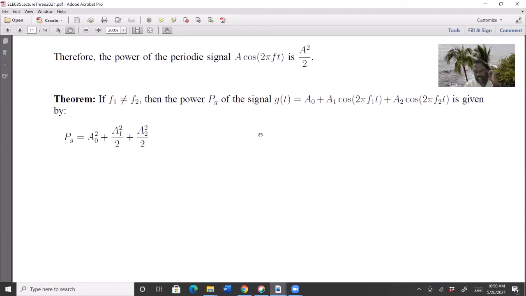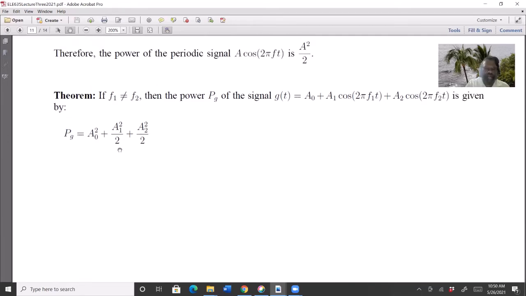And the basic reason is, whenever F1 is different from F2, the signals are orthogonal. We did that in the first lecture. Like if you multiply and integrate over the period, they will become zero. So whenever signals are orthogonal, you can add the power like this. But in any case, please remember this formula. You will be using this again and again.